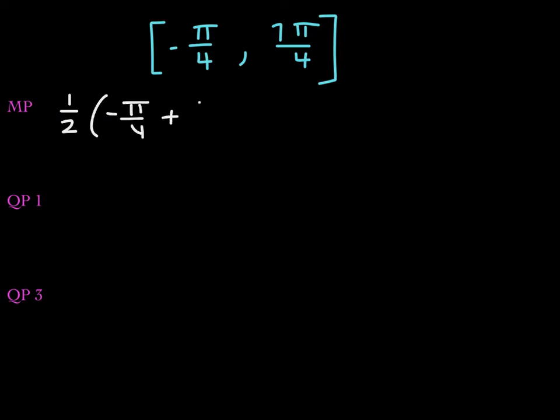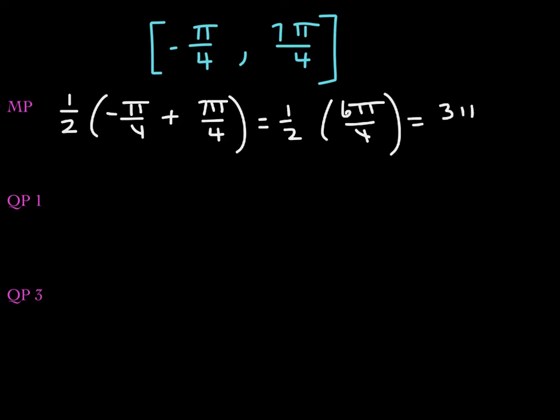We find our midpoint by taking half of the sum of your endpoints. So I'm adding my endpoints together, and this gives me half of 6 pi over 4, which is 3 pi over 4. So 3 pi over 4 is our midpoint.